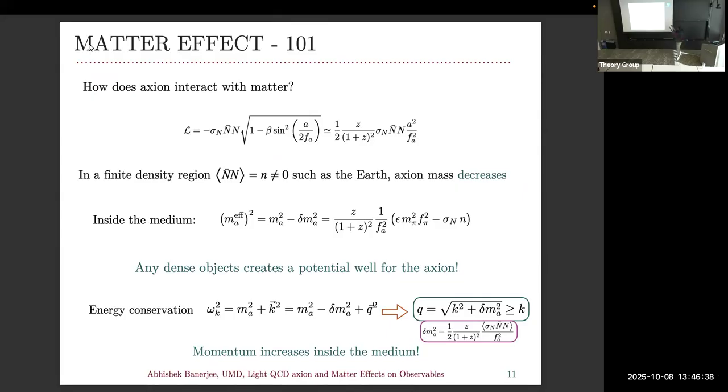If I want to talk about the matter effect, I should tell you how it interacts. And again, we go back to our old friend, the potential that we started with, and it's really this part. This is the pi-nucleon sigma term: sigma_n n-bar n, where n represents a nucleon, times the square root of some function which depends on a over f_a.